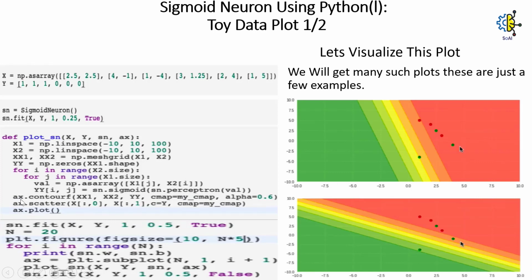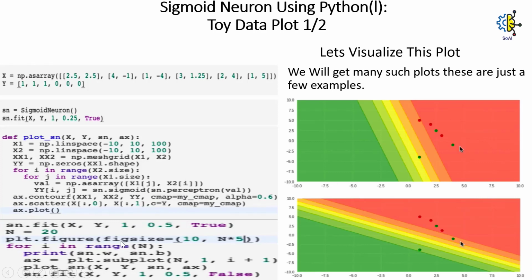After completion of this, it will move to ax.contourf(xx1, xx2, yy, cmap=my_cmap, alpha=0.6). Then the ax.scatter function, x from, you can see this here, x with this value, c is equal to y, cmap is equal to my_cmap. And after that, the ax.plot function will plot this graph. You can see this here. The x-axis moves from -10 to +10 and the y-axis is from -10 to +10. And this plot is given by this code.